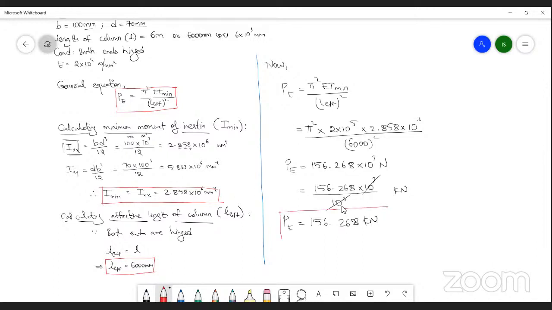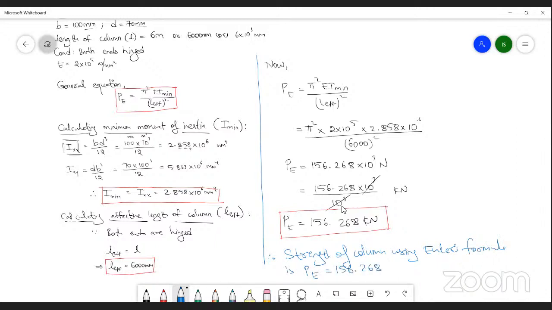Strength of the column using Euler's formula. Therefore, strength of column using Euler's formula is PE equals 156.268 kilonewtons. That's it, everyone.